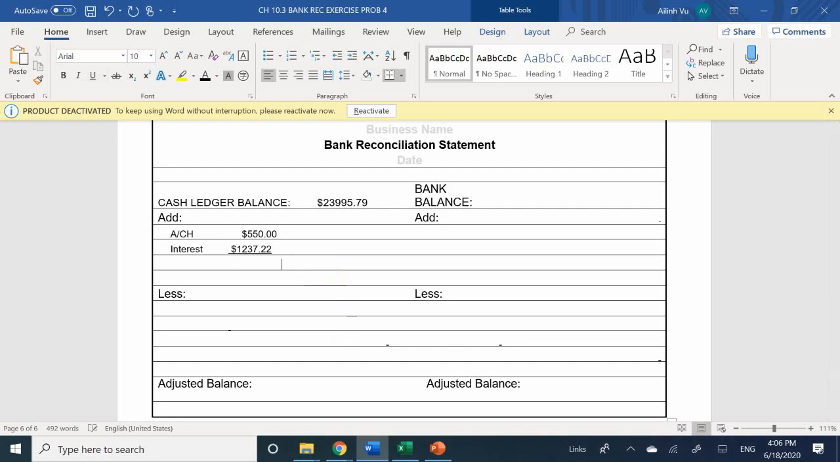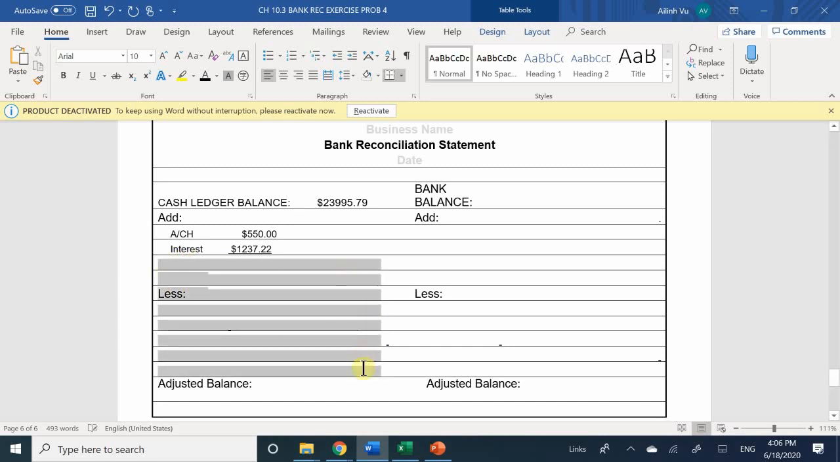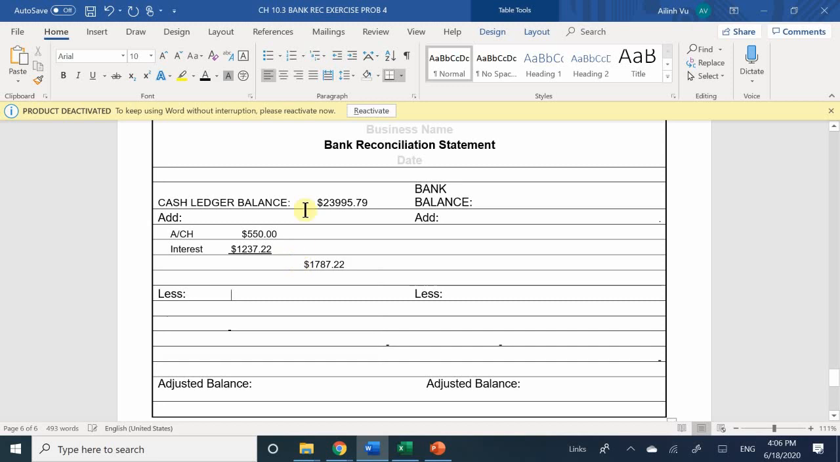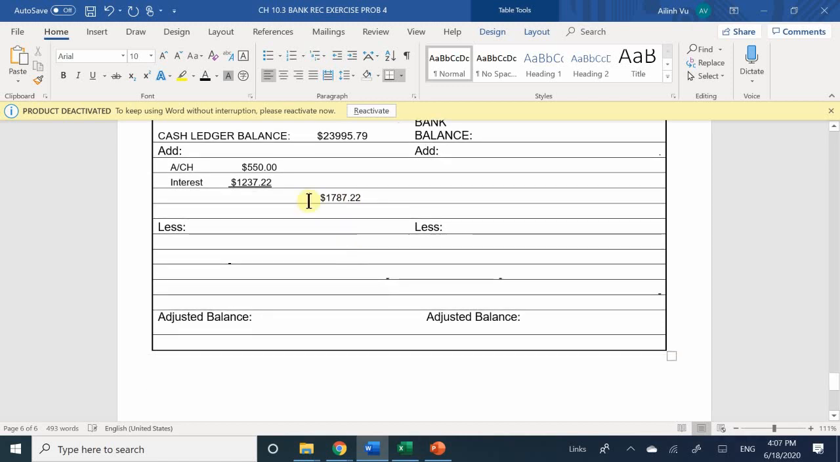Okay, so can I get a total of this amount right here? 1,787.22. So we got a total of 1,787.22. Okay, and I think I need to unveil all of this with black. Okay, there you go. So this is what we're going to be adding to this number above here: 1,787.22.